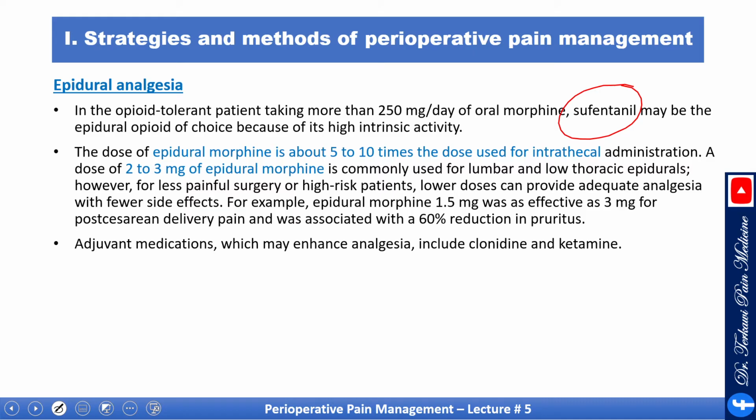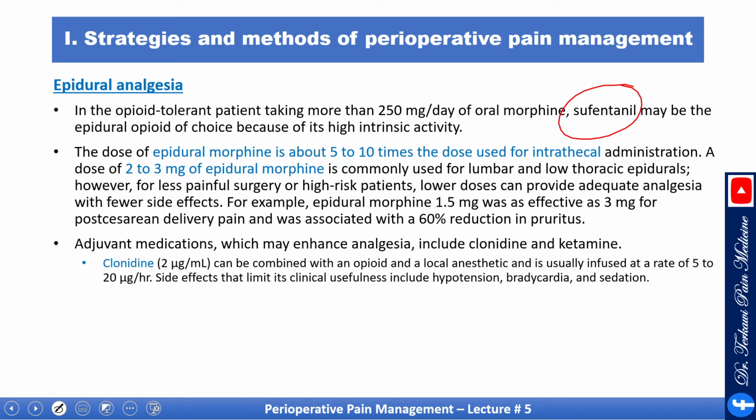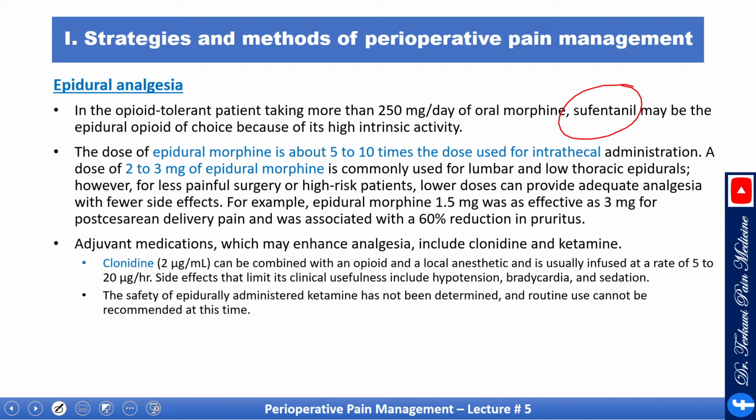Adjuvant medication may enhance analgesia, including clonidine and ketamine. Clonidine 2 mcg per ml can be combined with an opioid and a local anesthetic and is usually infused at a rate of 5 to 10 to 20 mcg per hour. Side effects limit its clinical usefulness, including hypotension, bradycardia, and sedation. The safety of epidurally administered ketamine has not been determined, and routine use cannot be recommended at this time.